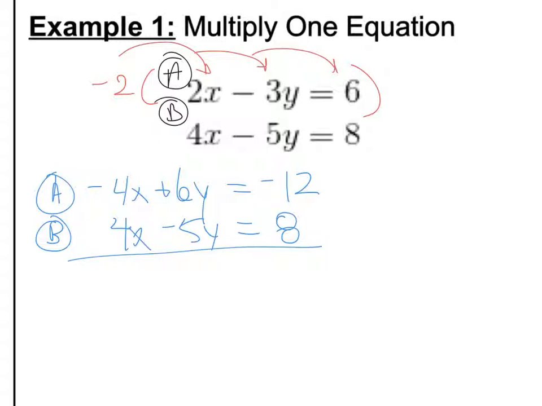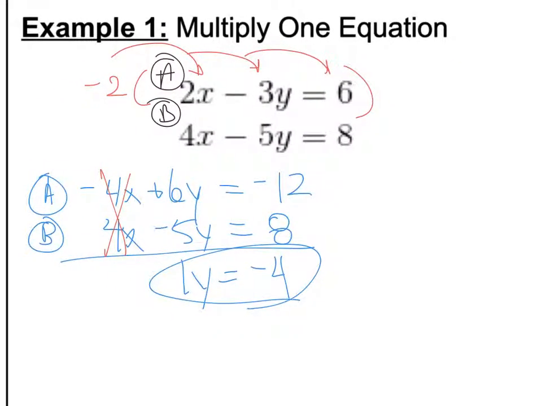Now you notice these are opposites of one another, right? And they'll cancel out, which is perfect. Now we just deal with what we have. You have 6y and negative 5y, so that's just going to leave me with 1y equals, and negative 12 plus 8 is going to give me a negative 4. So y equals negative 4.